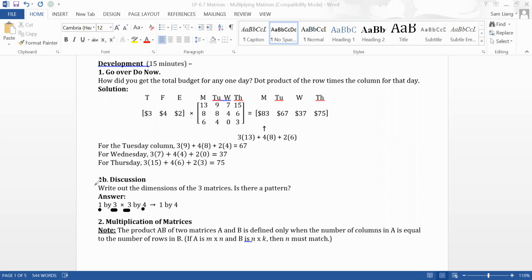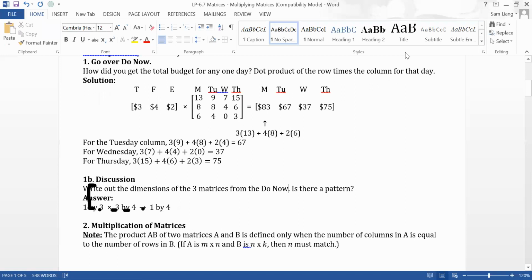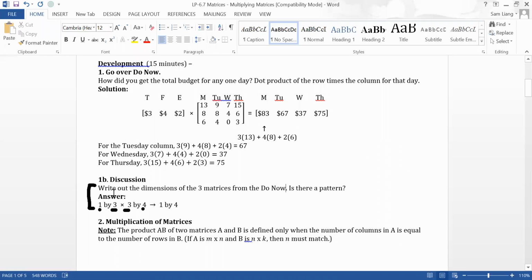So for your notes, just copy this down. And I can specify a little further. We're talking about the do now here. Oh, let me zoom out. Okay, so while you finish copying that, let me also just get to this.